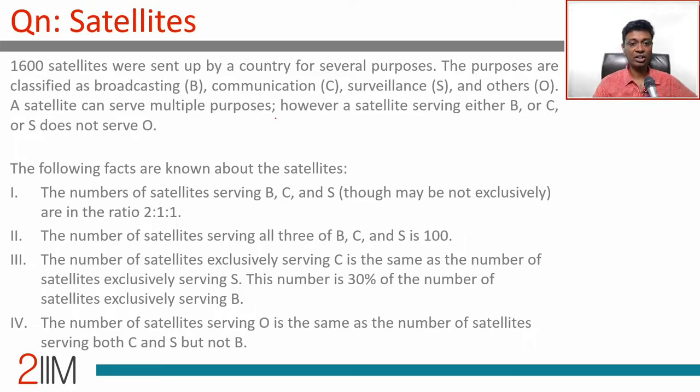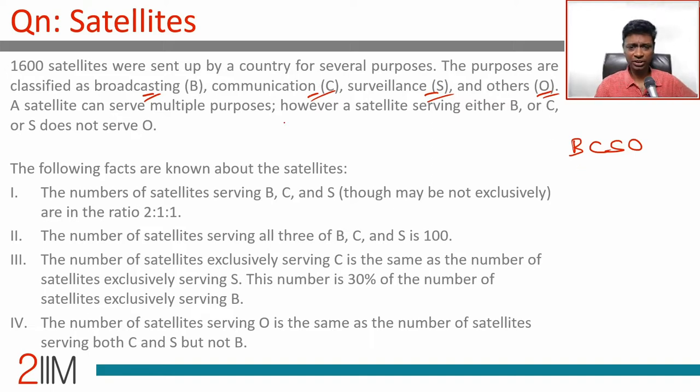Satellites. 1,600 satellites were sent up by a country for several purposes. The purposes are broadcasting, communication, surveillance, and others: B, C, S, O. A satellite can serve multiple purposes. So it can be broadcasting and communication, communication and surveillance, surveillance and others, broadcasting, communication and surveillance.